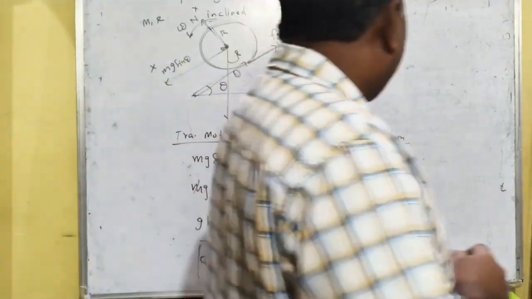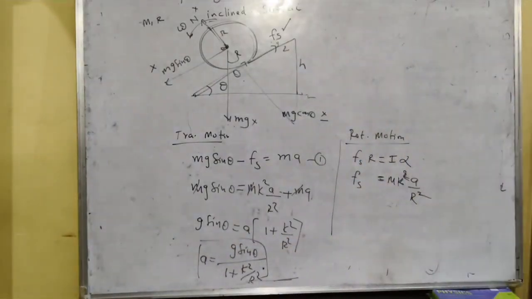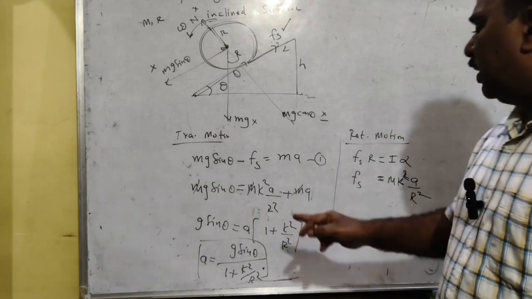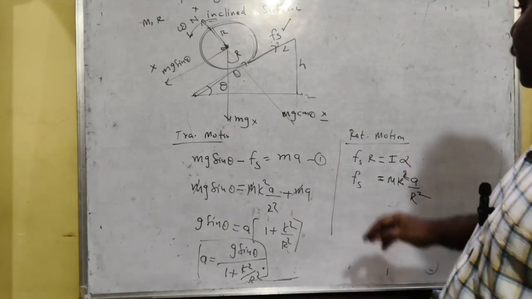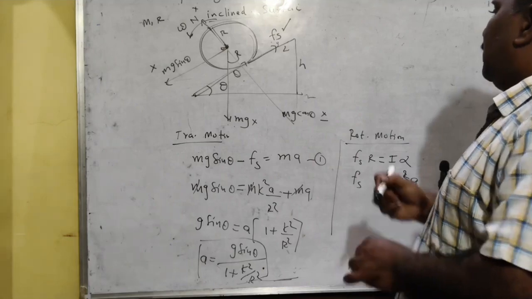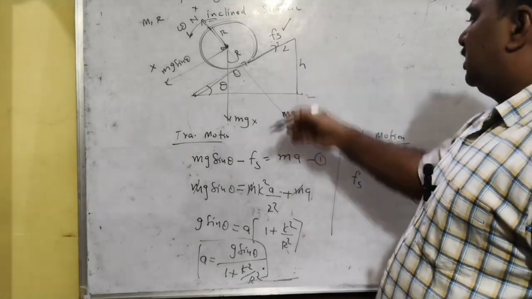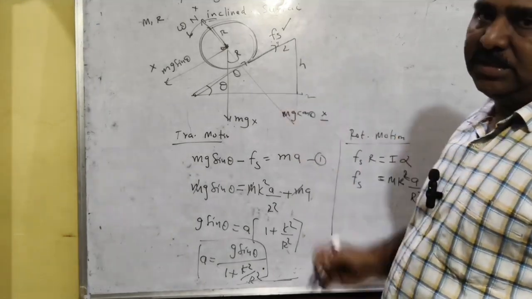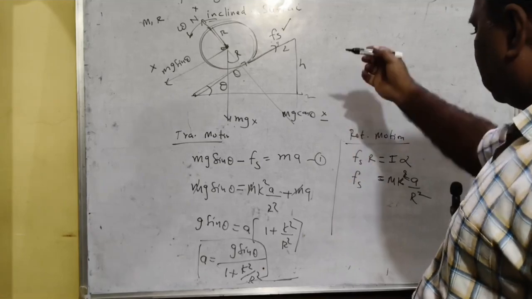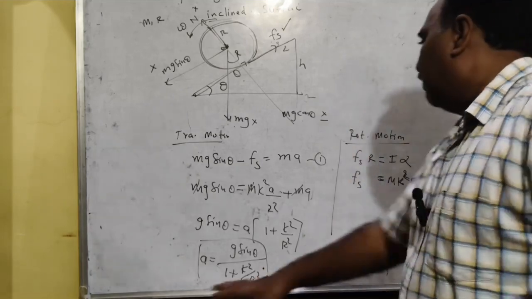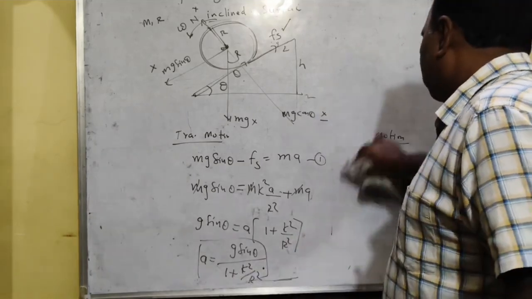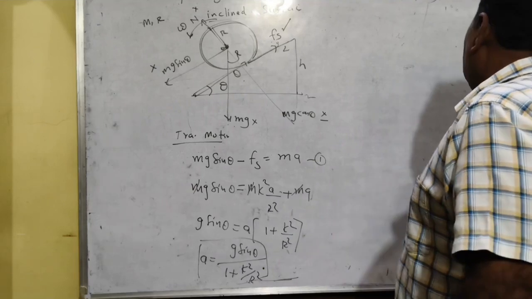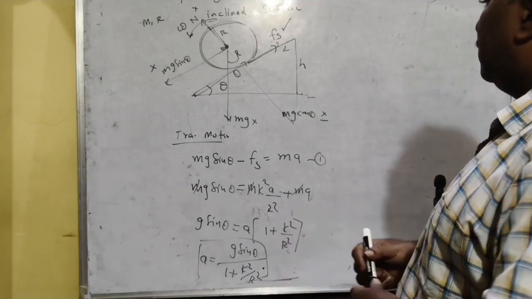Okay, if the body goes up the inclined plane, the frictional force will be acting in the same direction as the mg sin theta component. But when we know the acceleration, we can calculate the time taken, or velocity, or coefficient of friction. All this we will find very easily. In 2 minutes you just concentrate, very easily we will calculate.